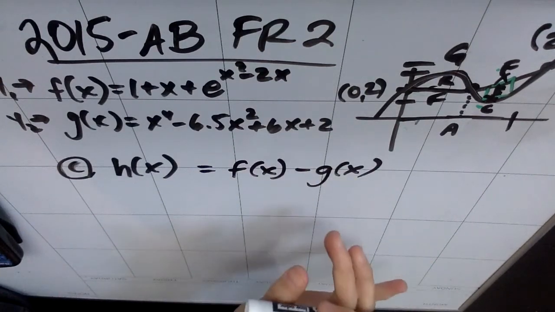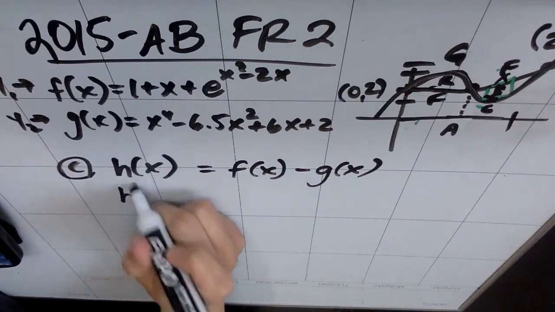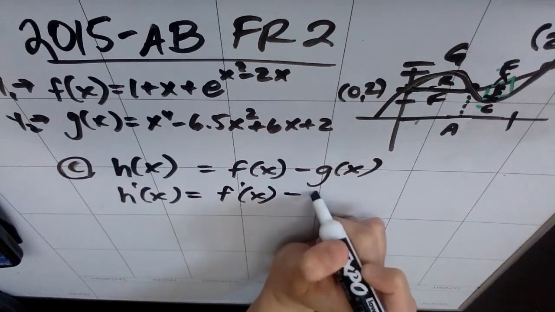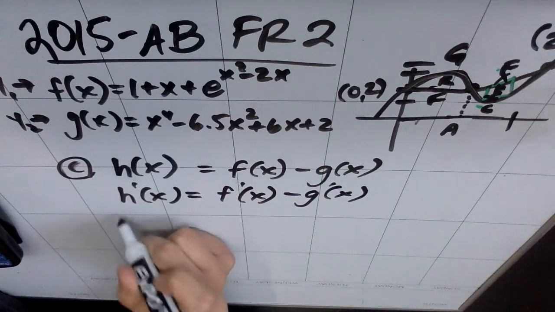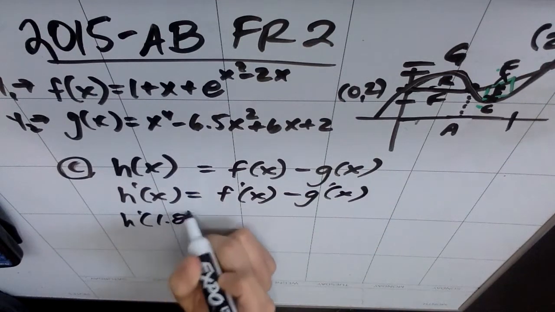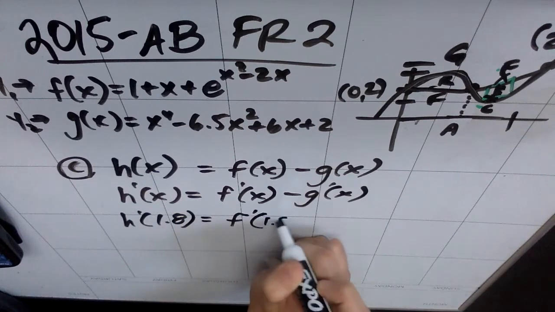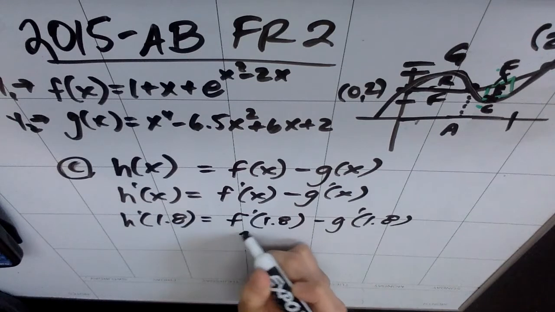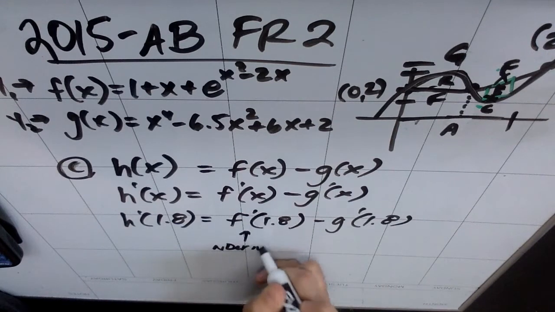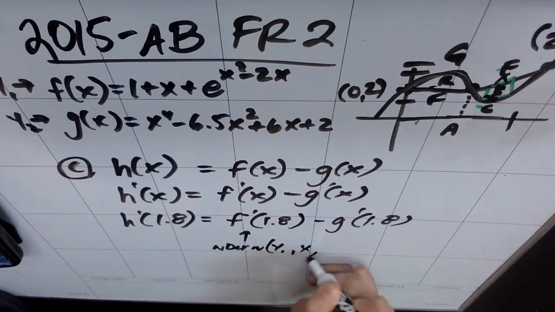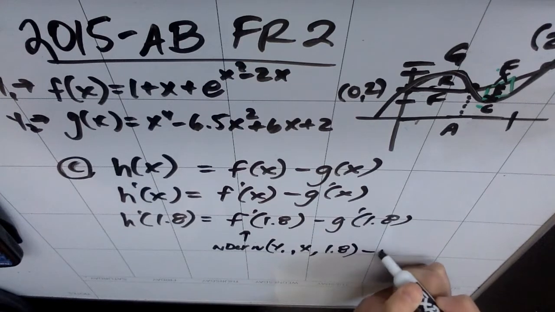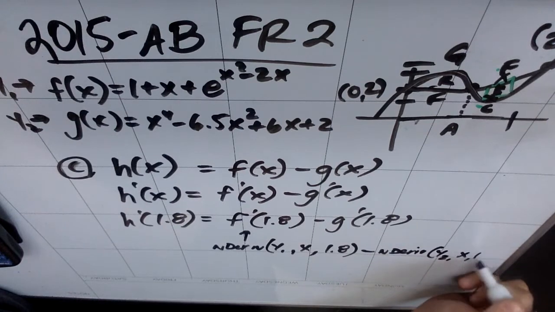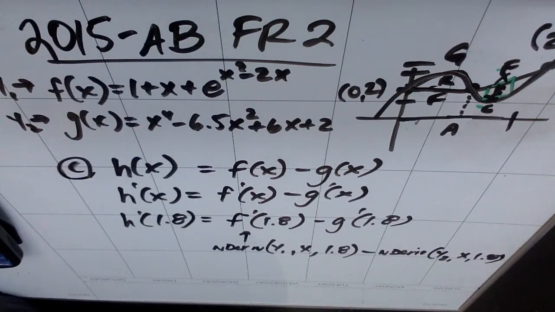They want the rate at which h is changing, right? Well, h changing with respect to x is just h prime of x. So that's f prime of x minus g prime of x, right? They specifically want h prime of 1.8, which is going to be f prime of 1.8 minus g prime of 1.8. And the way I'm going to do that on my calculator is I'm going to do n derive y1 with respect to x at 1.8 minus n derive y2 with respect to x at 1.8. And I'm going to get an answer.